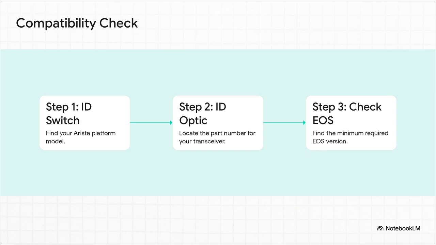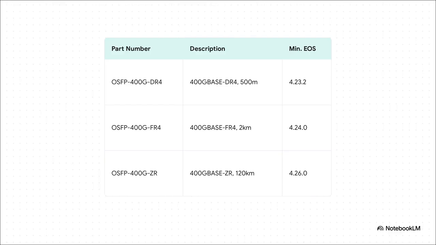And thankfully, the process is really straightforward. First, you identify your switch model. Second, find the part number for the optic you want to use. And third, you just use the Arista transceiver guide online to find the minimum EOS version that's required. That's it. So for example, if we look at this 400 gig OSFP table, you can see the DR4 optic needs EOS version 4.23.2 or higher. But look, the longer reach FR4 optic needs at least 4.24.0. A quick 5-second check like this can literally prevent major headaches down the road.